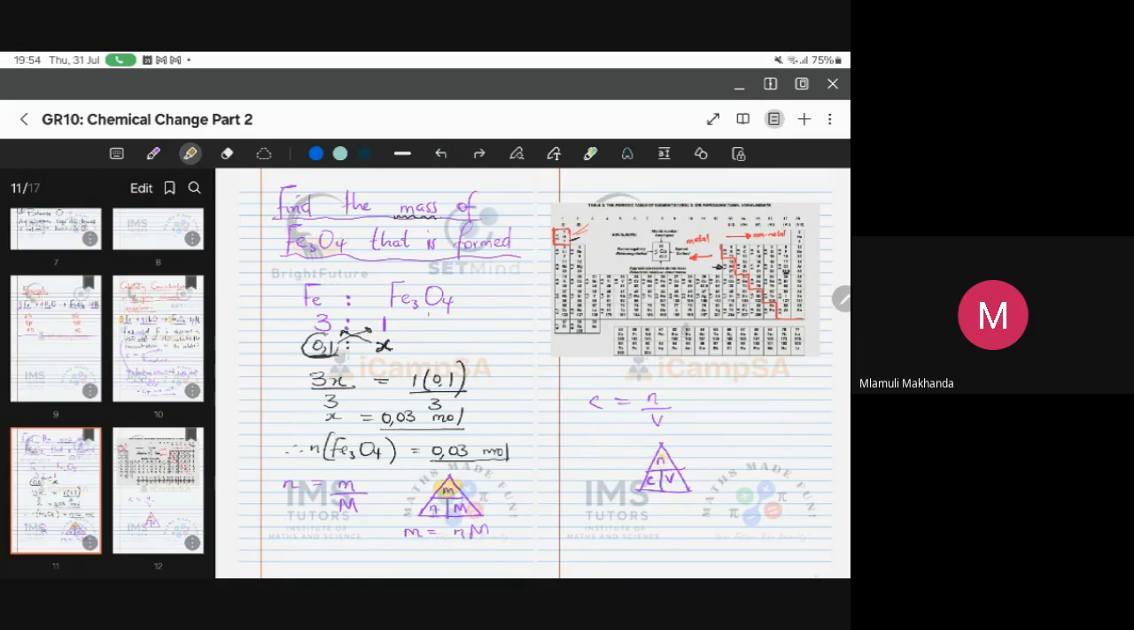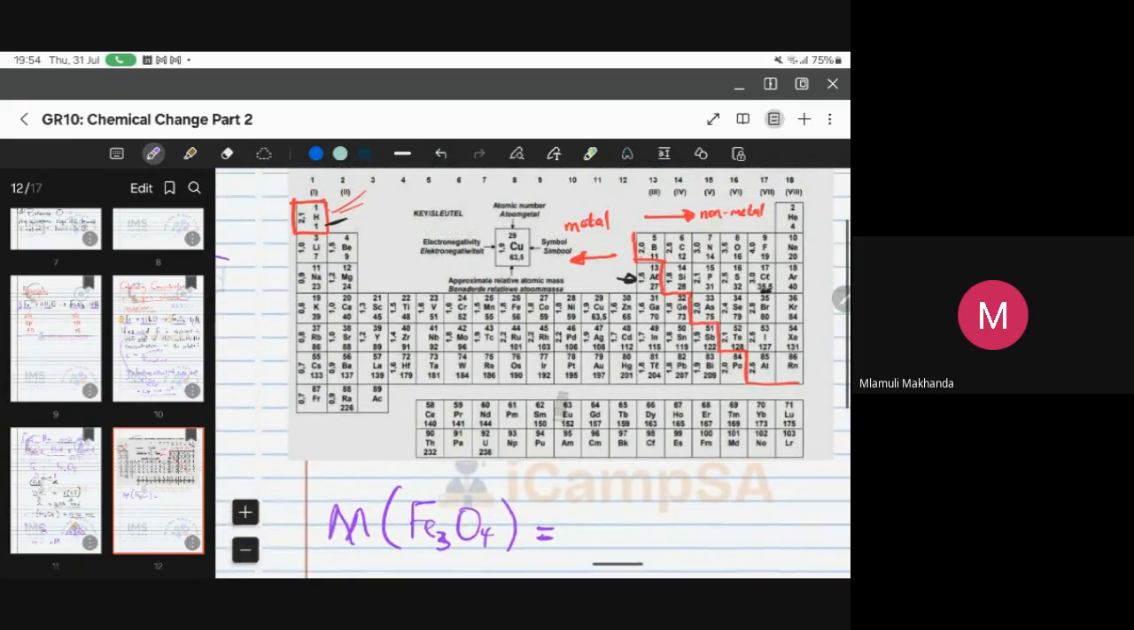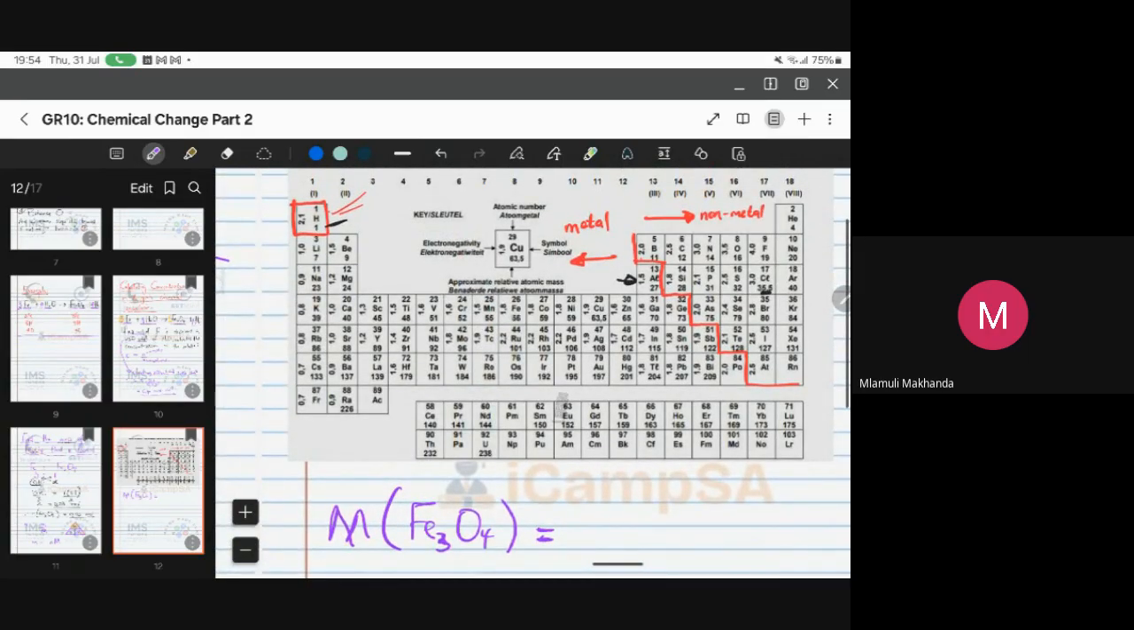So now to find the mass, we say m, our last step, is equal to n times big M. However, we know n, but we don't know big M. So big M of Fe3O4, right? We must calculate it first. It is equal to, we find the molar mass of iron. What is the molar mass of iron? We go to our periodic table. Where is iron? There is iron.